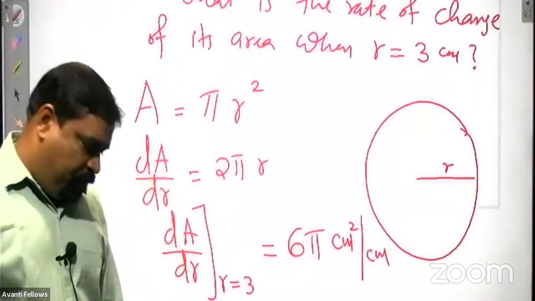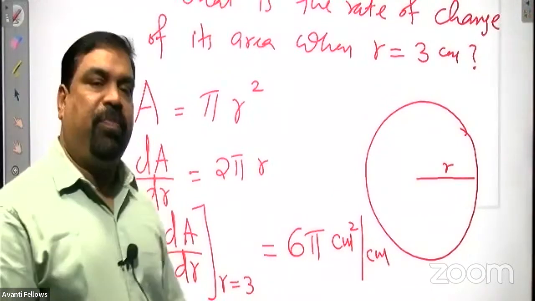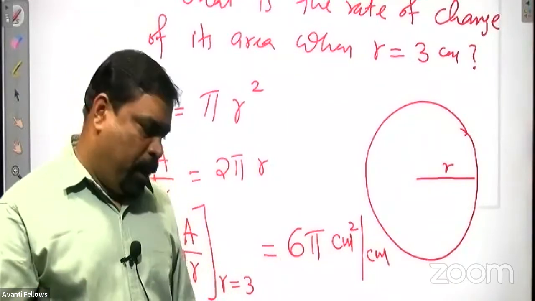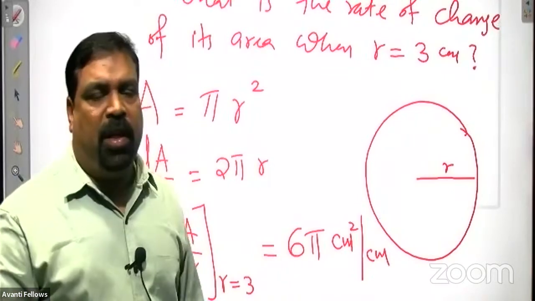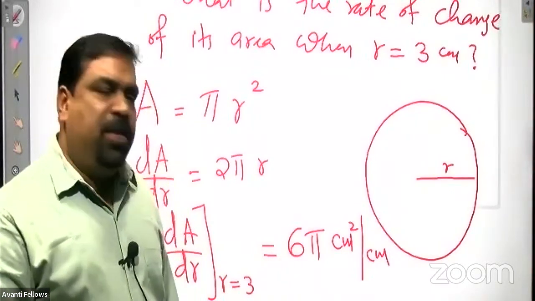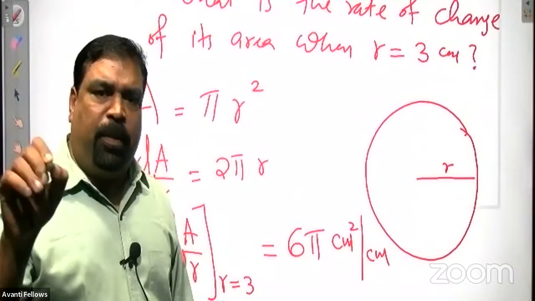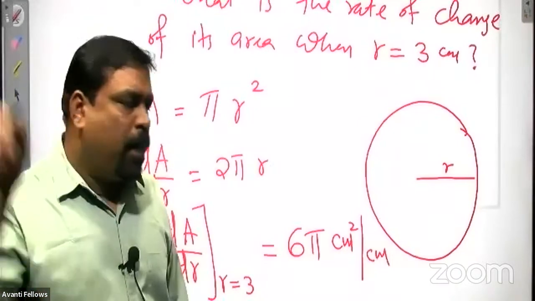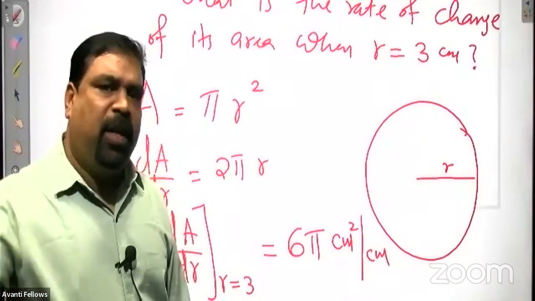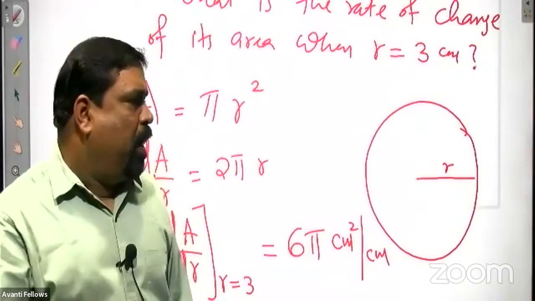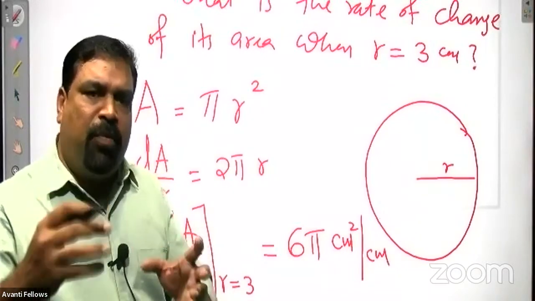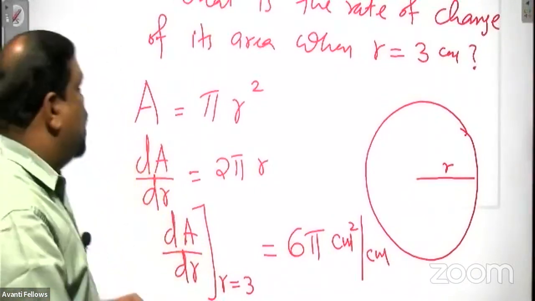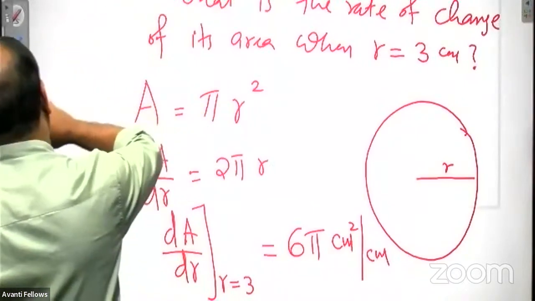Now, sometimes the rate of change of the area and radius both can be given with respect to time. The area is increasing at the rate of 3 centimeter square per second, and the radius is increasing at the rate of 2 centimeter per second. So area and radius both can be given as functions of a third variable, say t, time. In that case, how to do it?